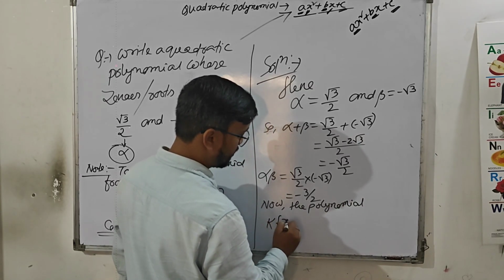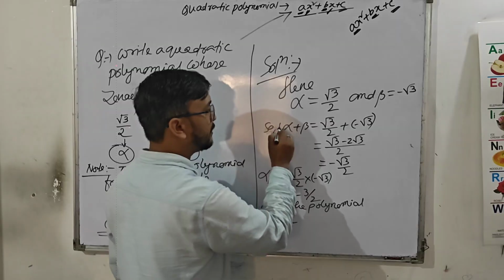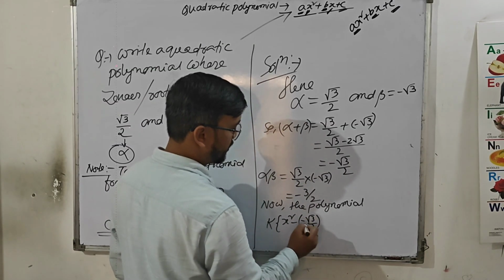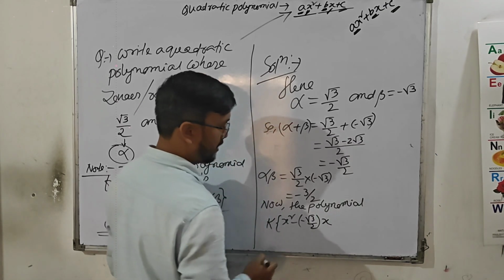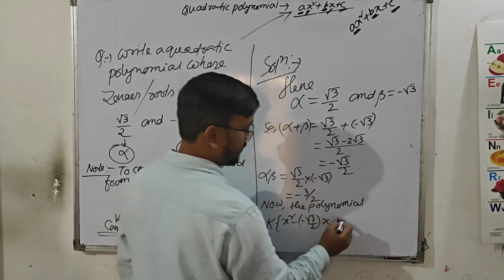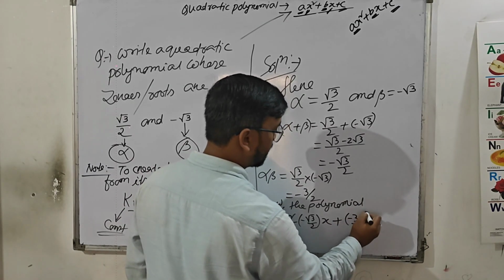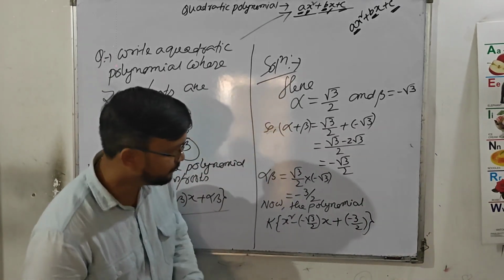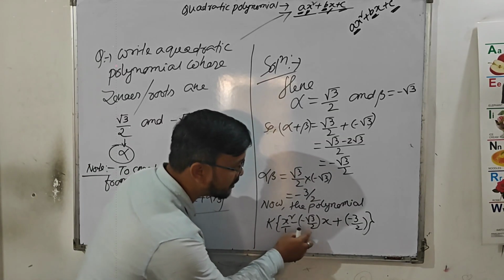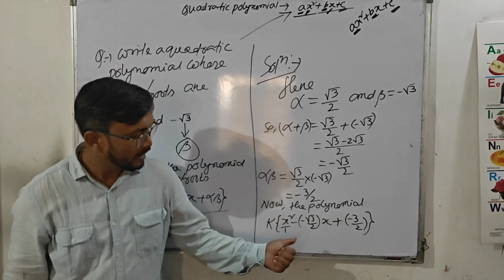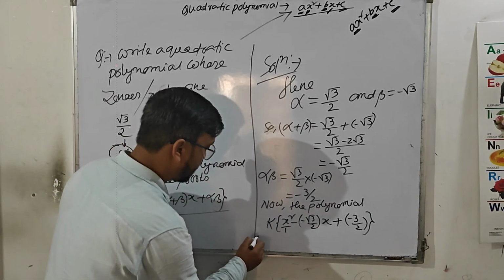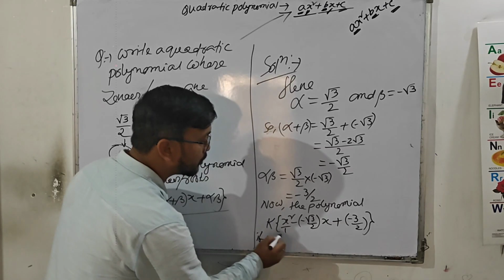k times x square minus alpha plus beta, which will be minus root 3 by 2, x plus alpha into beta. See here, what are the denominators? 1, 2 and 2. LCM of 1, 2 and 2 is how much? 2. So take k equal to 2.